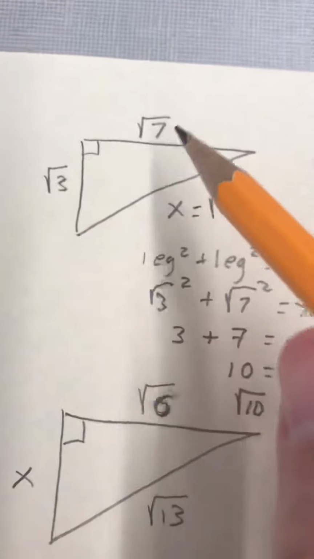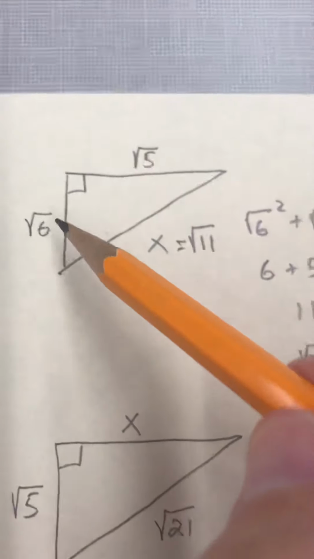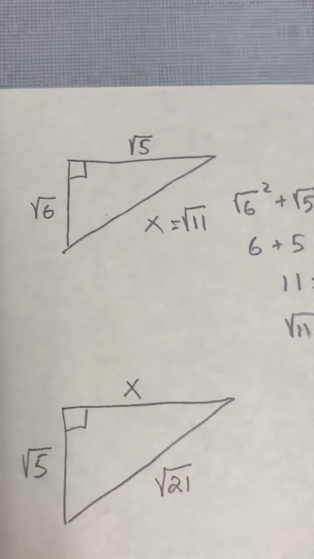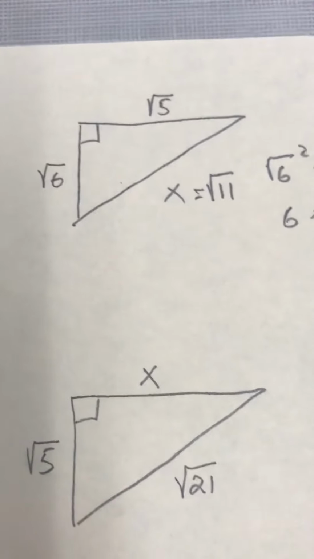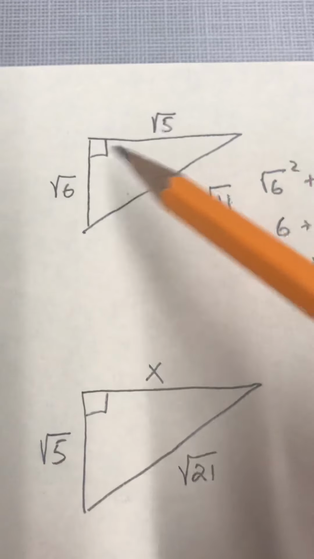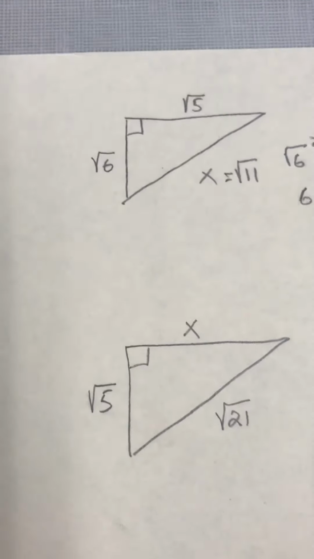So let's look at this again. Radical 3, radical 7 made the hypotenuse radical 10. Radical 6, radical 5 makes the hypotenuse radical 11. This is just because of the way the Pythagorean theorem is set up, you're not really adding the numbers, but you can add the numbers under the radical to get that. Kind of a neat little trick here.